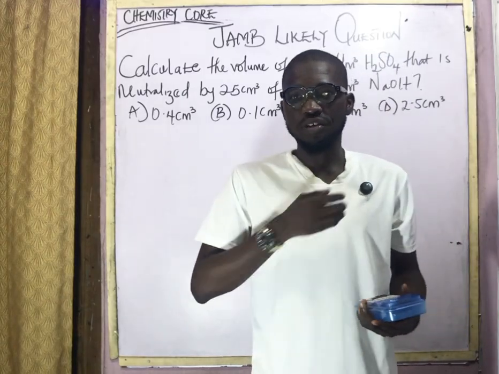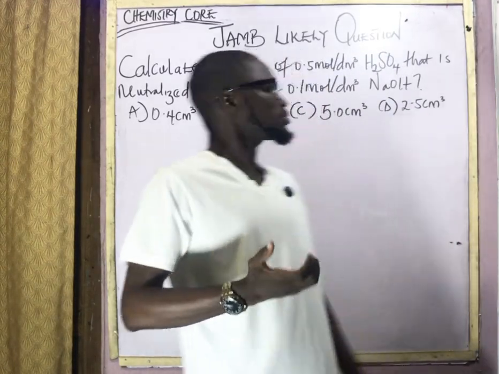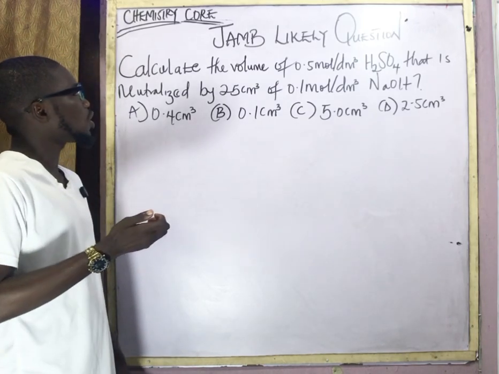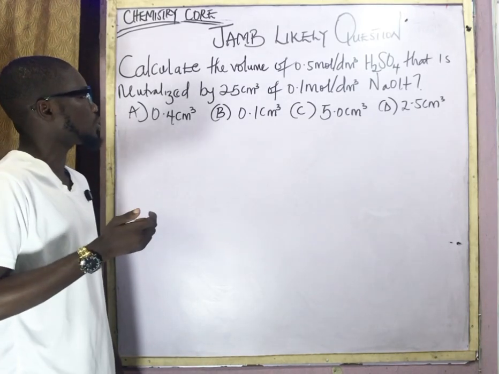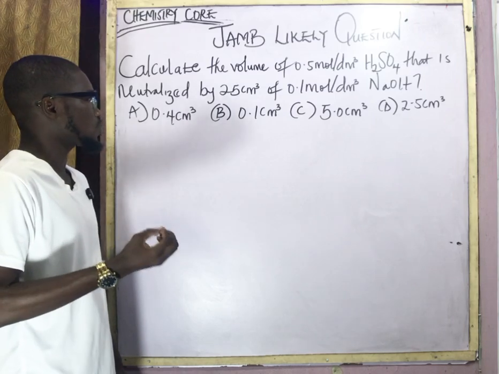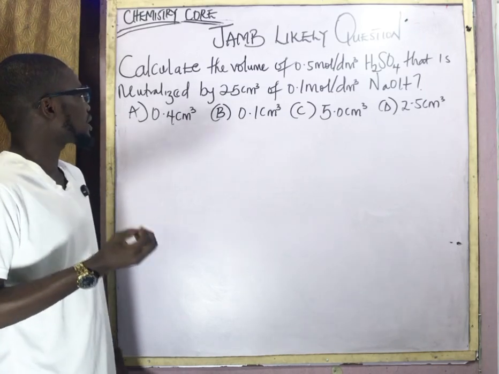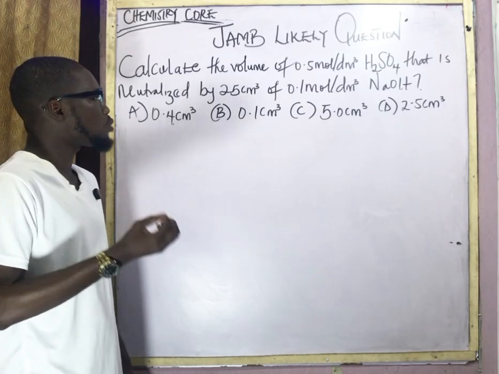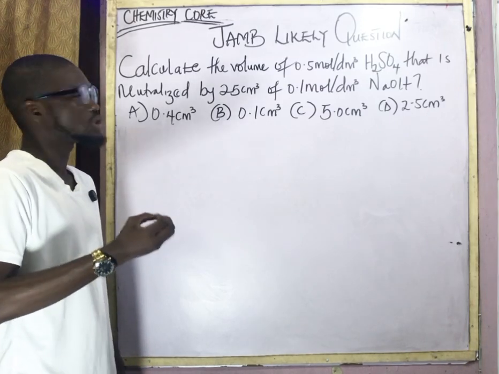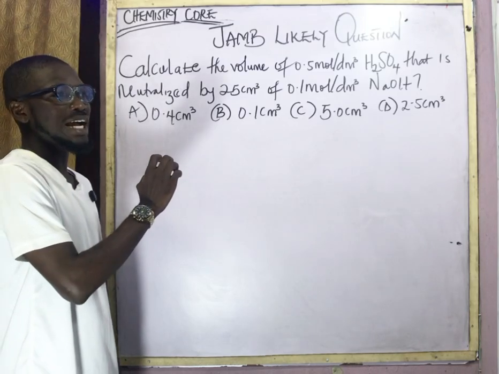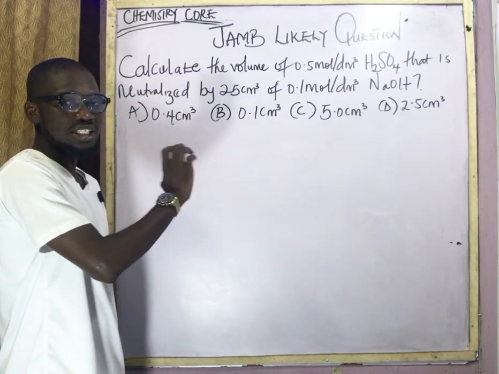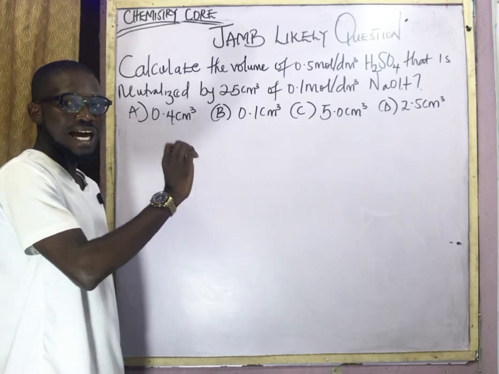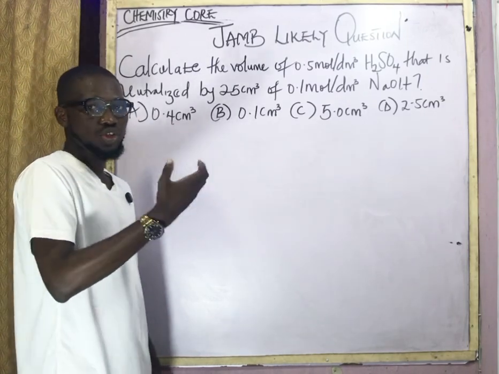Let's say you came across this type of equation that we have on the whiteboard. Calculate the volume of 0.5 mole per dm cube H2SO4, sulfuric acid, that is neutralized by 25 cm cube of 0.1 mole per dm cube sodium hydroxide. One thing you need to understand is this question is not under water. Rather, this question is under acid, base, and salt.